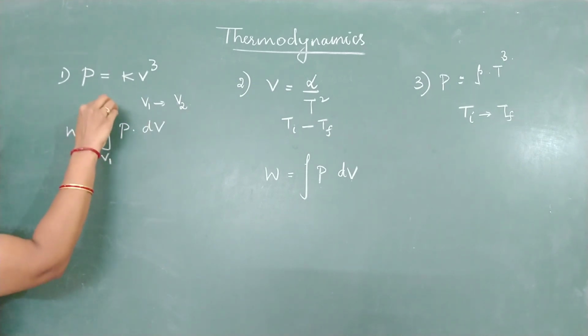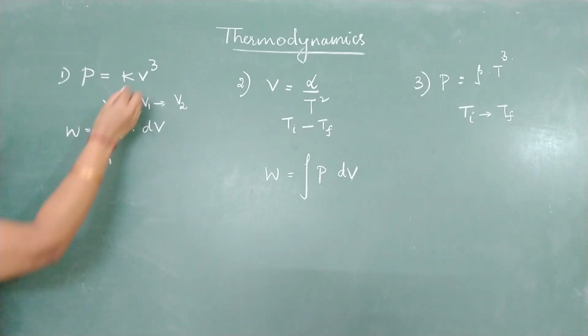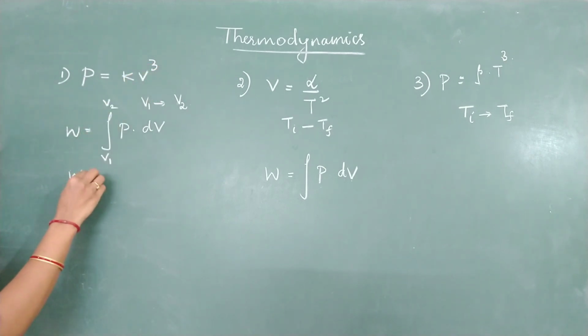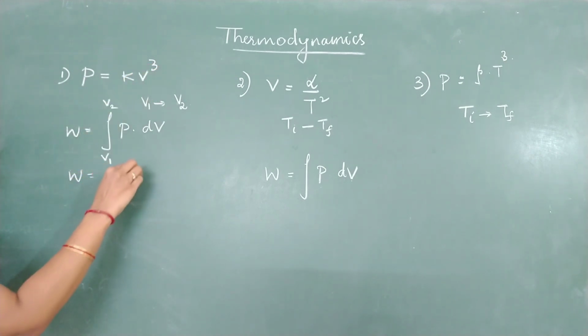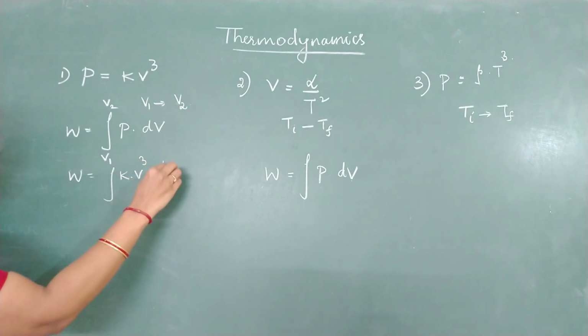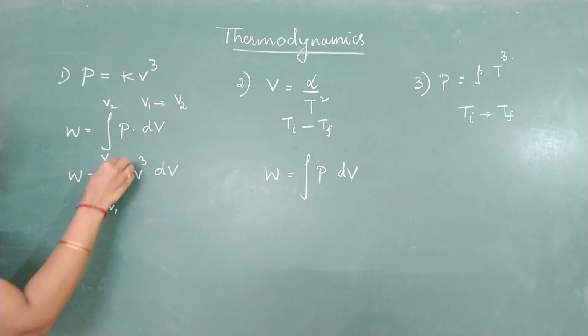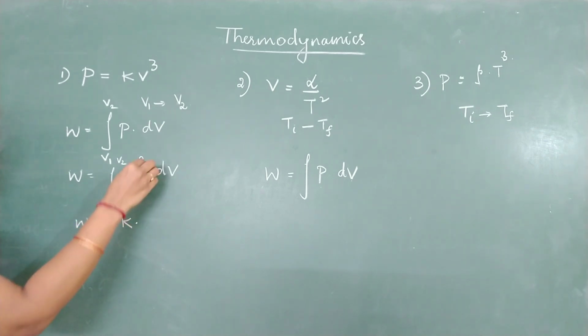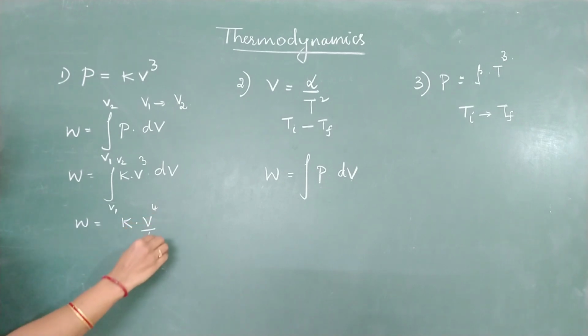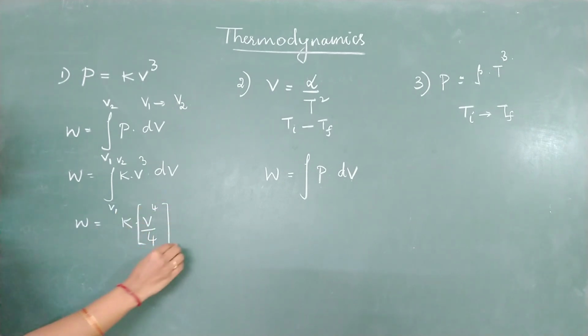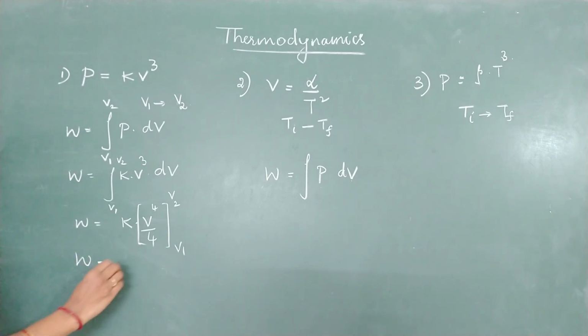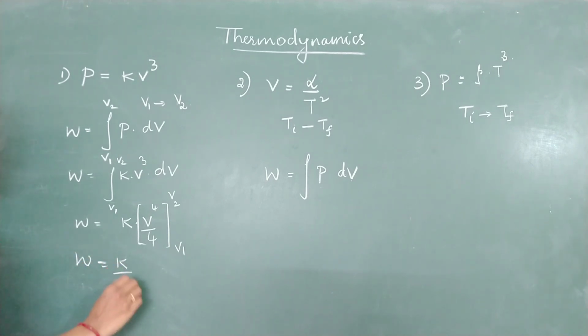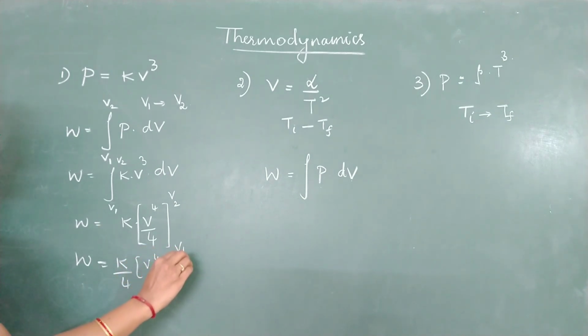Volume is changing from V1 to V2. Replace this P with kV cube. Integral of K into V cube into dV, limits V1 to V2. So it's a one-step integration. K is a constant. The integral of V cube is V to the power 4 by 4. What are the limits? V1 to V2. So when you substitute the limits, you will get the work done as K by 4, V2 to the power 4 minus V1 to the power 4.